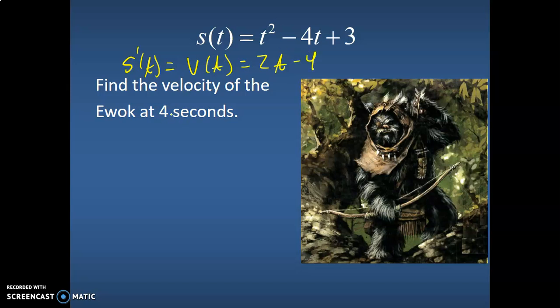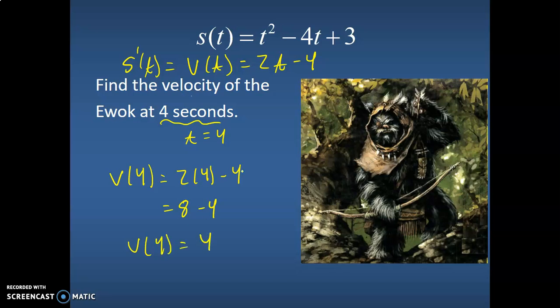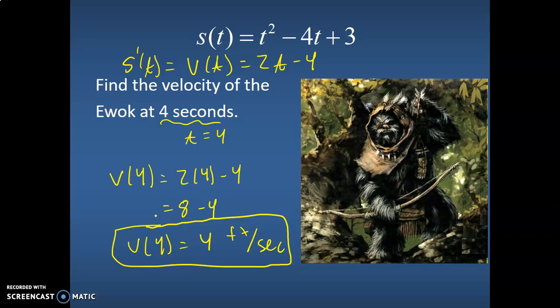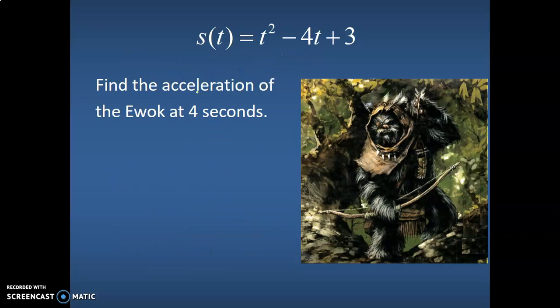So I want to know the velocity at 4 seconds. That's a t value, so I'm going to say, what is v of 4? So 2 times 4 minus 4, 8 minus 4. So v of 4 would be 4. We're dealing with the velocity, so it's 4 feet per second. So the velocity of the Ewok at 4 seconds is 4 feet per second. All right, acceleration. Acceleration is going to be the second derivative of position or the first derivative of velocity.